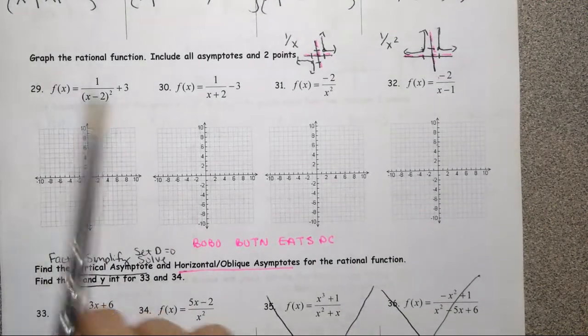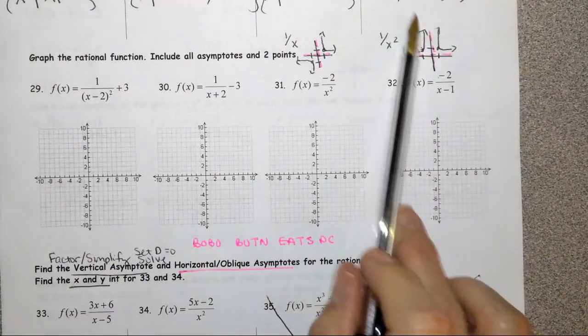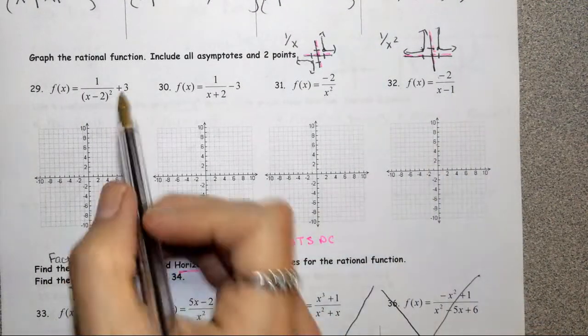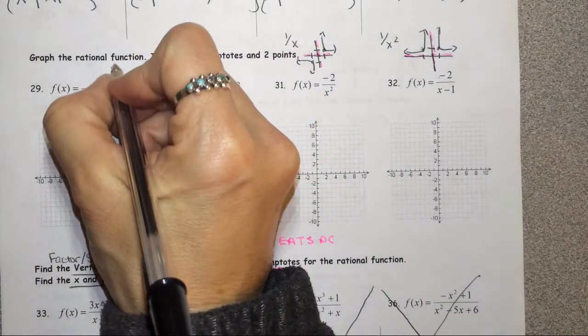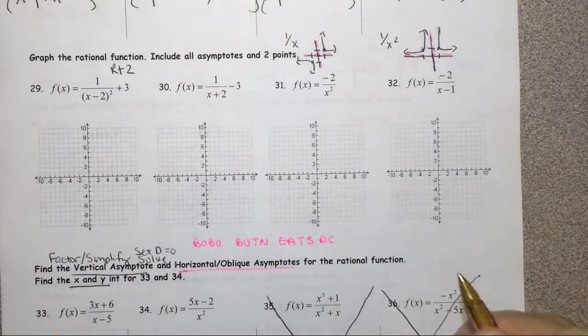On number 29, it's an x squared, so my graph is going to look something like this. That minus 2 is in parentheses, which means I'm going to go right 2.